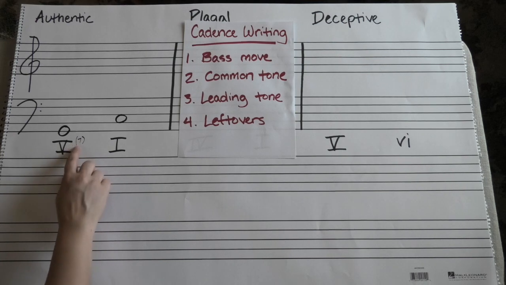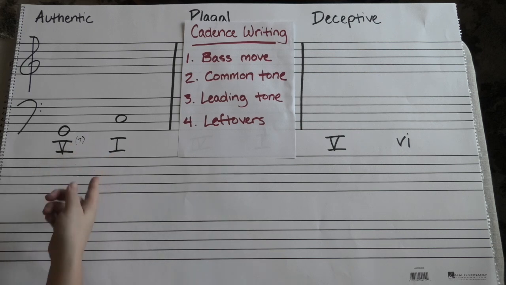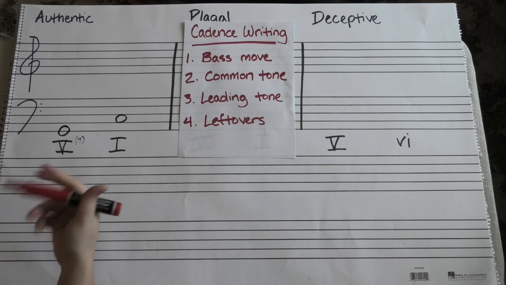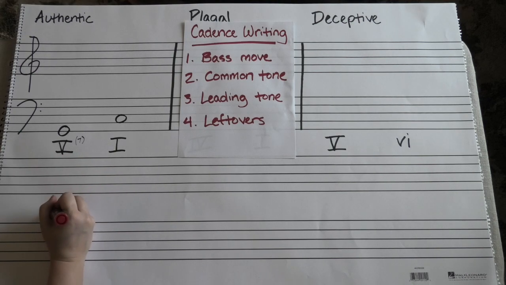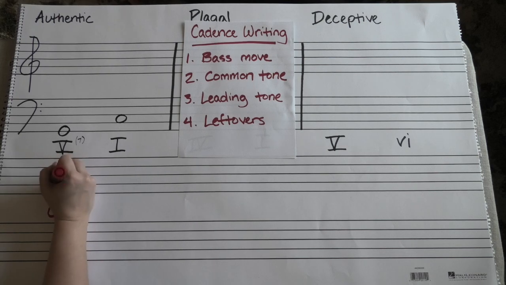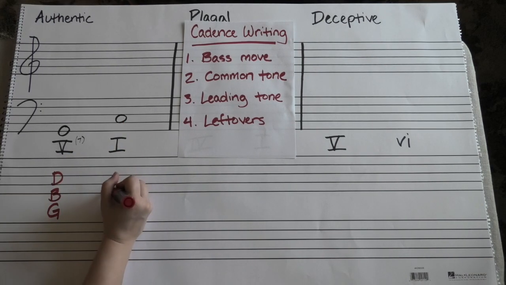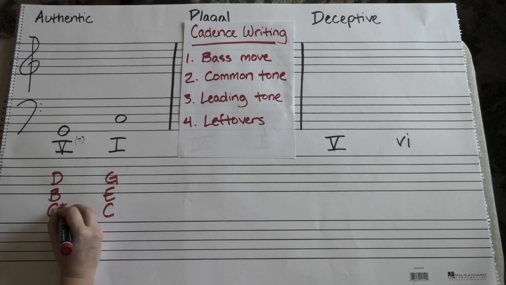Now within these chords, I'm actually not going to use the 7. I put it in parentheses because this is an authentic cadence. You can have a 7 in there. We're not going to do one right now, but it can happen. So within these chords, if you look at your cheat sheet, for this 5 chord, I should have a G, a B, and a D. And for this one, I should have C, E, and G. And for now, we're doubling the roots.